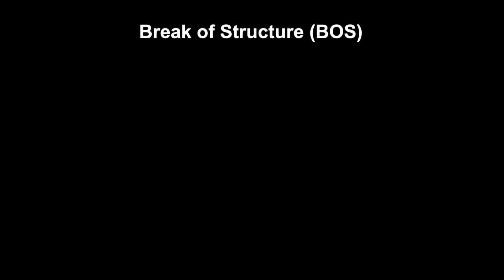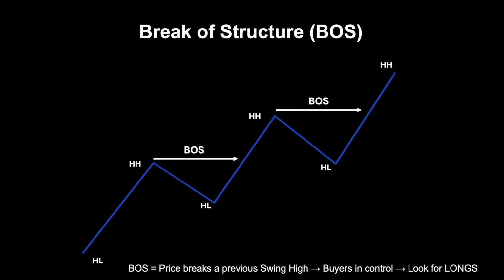Now let's talk about the break of structure, the BOS. The break of structure is when price breaks through a previous swing point, and it's one of the most important signals in smart money concept. The bullish break of structure happens when price breaks above a previous swing high. It tells you that buyers are in control. The bullish trend is confirmed and likely to continue. When you see a bullish break of structure, you look for long opportunities.